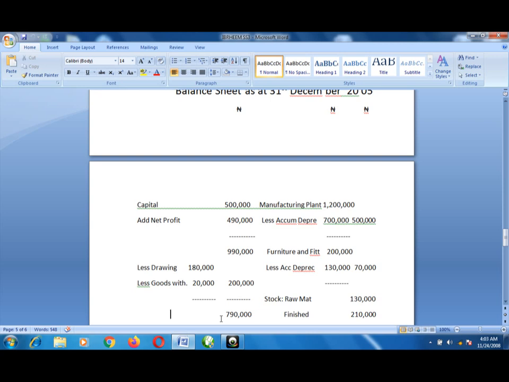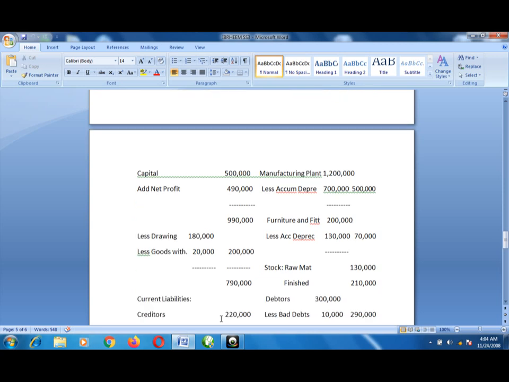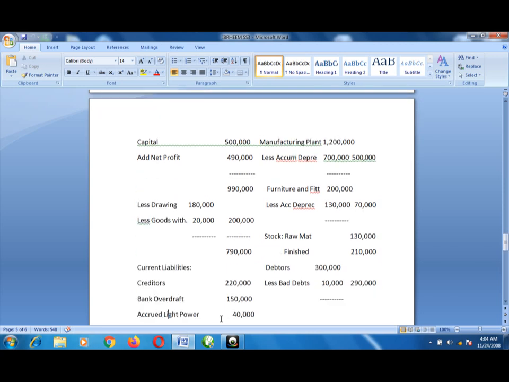The second treatment for this, goods withdrawn for personal use, is under the balance sheet now. The original drawing given to you plus 20,000 naira worth of goods withdrawn for personal use. You add the two together, it's part of drawing, and will give us 200,000. You minus 200,000 from 990,000 and will give us 790,000 naira.